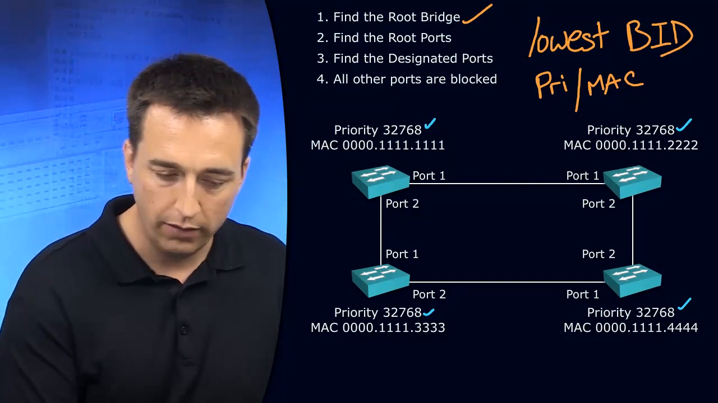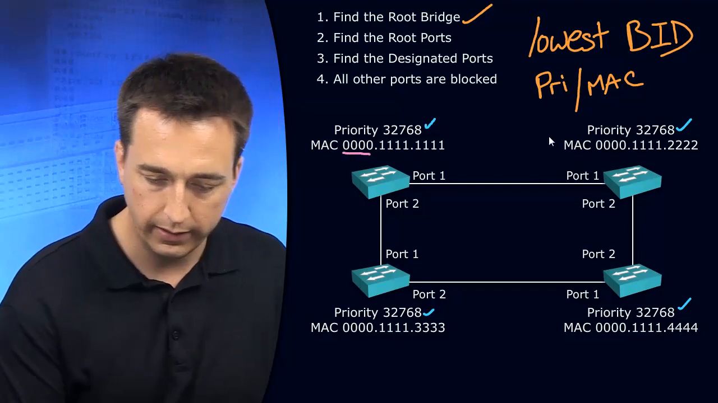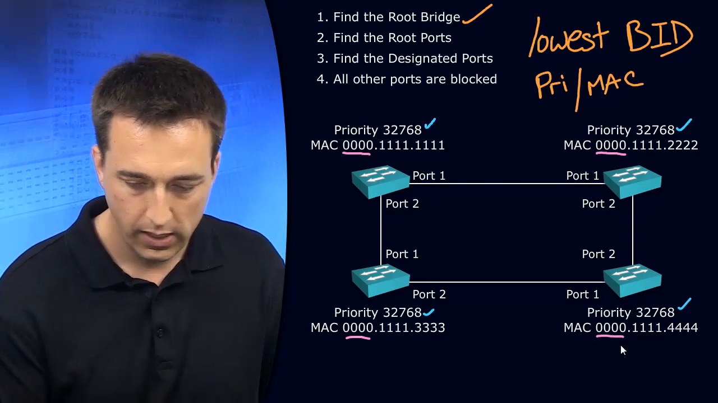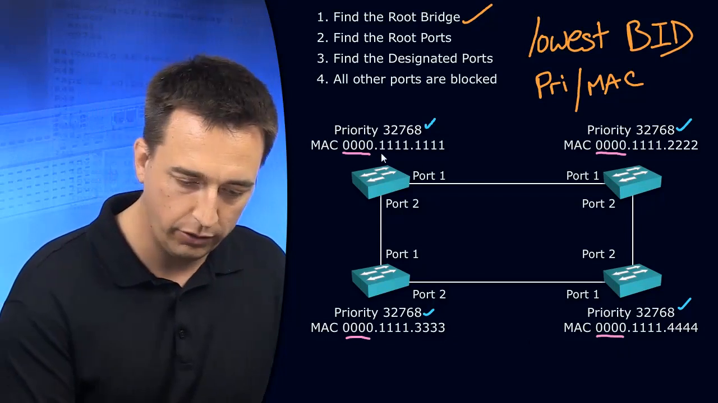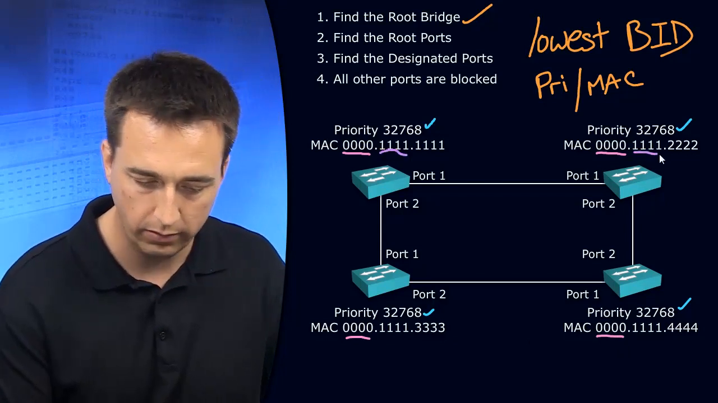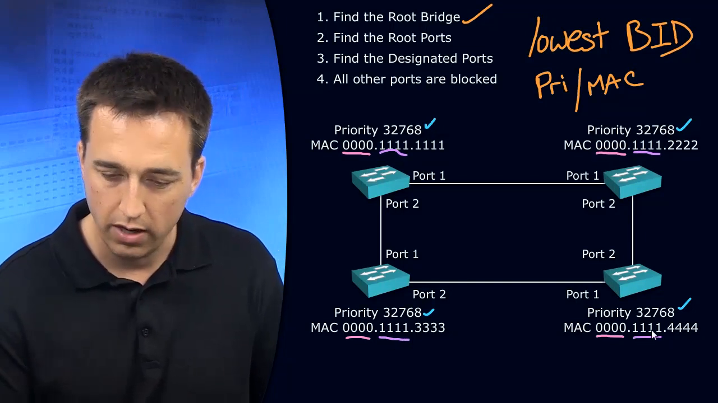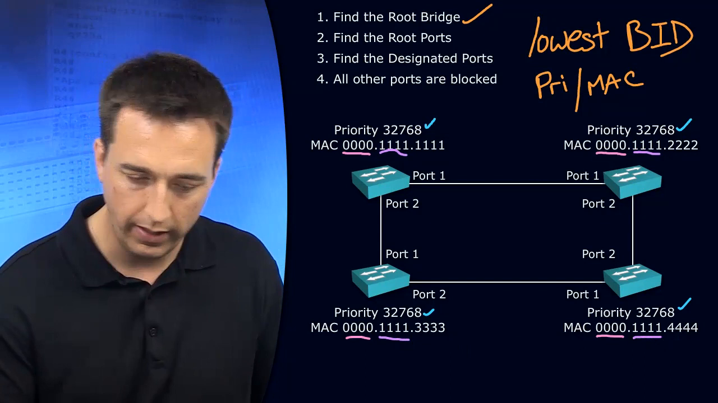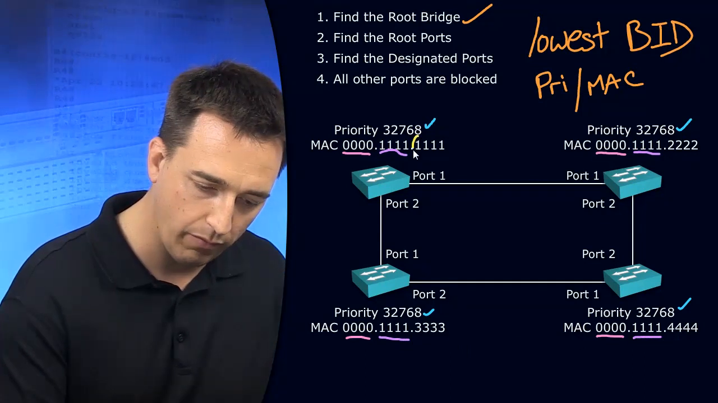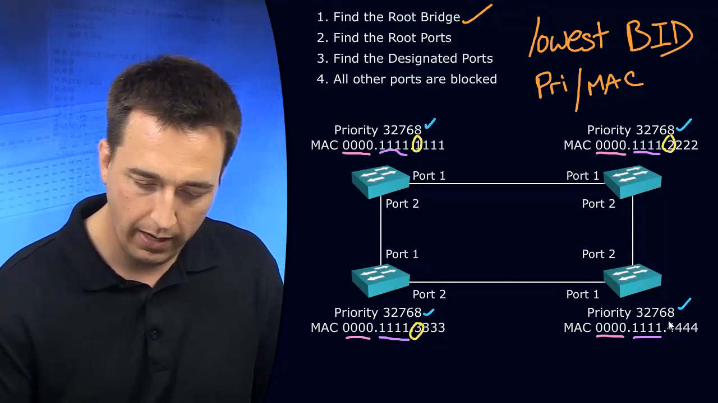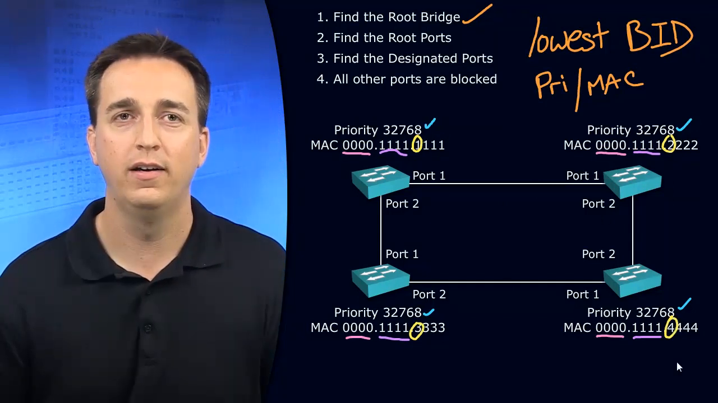So let's start examining the MAC addresses. They all start off with zeros from left to right. I see that right there, right there, right there, right there. They all appear to have a bunch of 1s after that. So far, we have all ties. And then I'm starting to see a difference. And that difference is right here. We have a 1, we have a 2, we have a 3, and we have a 4.